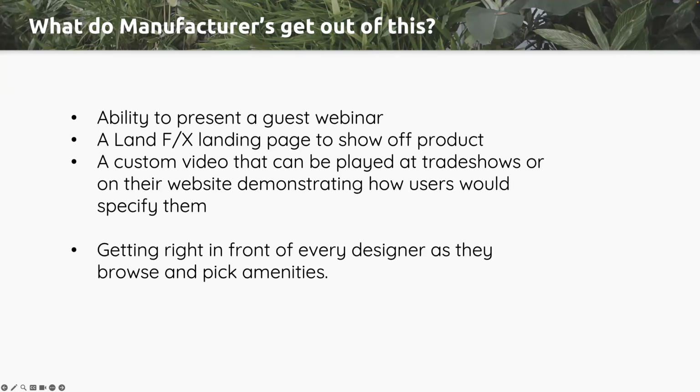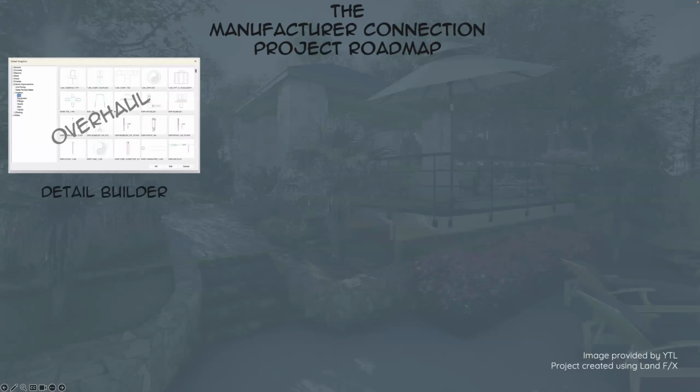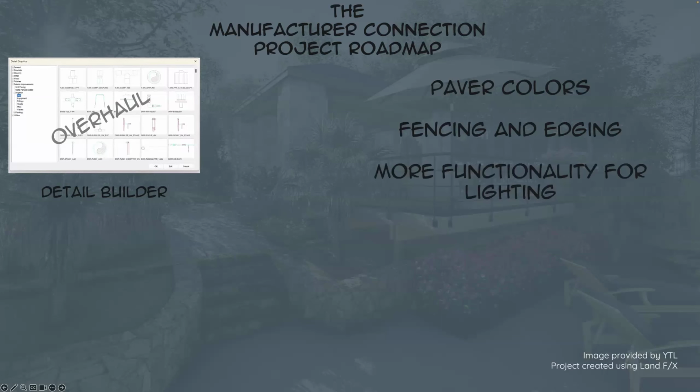So, fast forwarding, something that we normally don't do here is a sneak peek of LandFX's project roadmap specifically for the manufacturer connection. Here are just a few things that are coming up in the future. An overhaul of our details and detail management. So we are building a detail builder. We are going to be introducing paver colors for our site manufacturers. Fencing and edging, that's coming up soon.